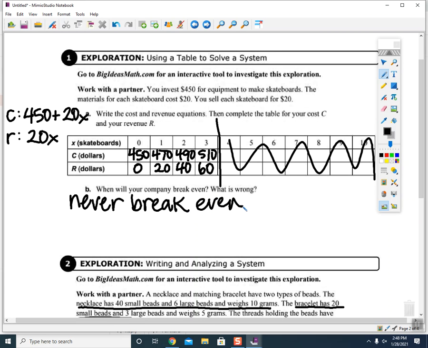Here's why, right? If we compare these two equations, here's what I've got. I've got 20x here, and another 20x here, right? So those match. I have the same slope, in other words. But then I also have this additional $450 over here.